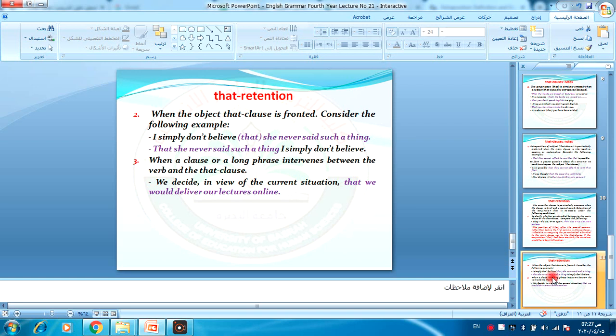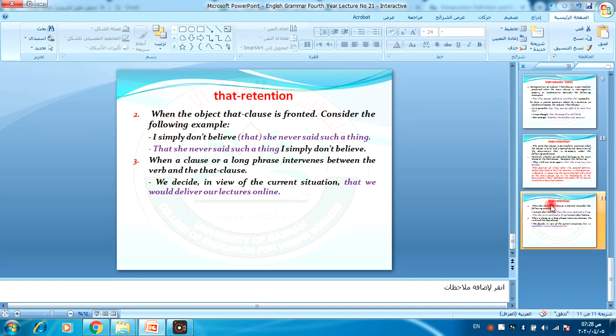Number 3. When a clause or a long phrase intervenes between the verb and the that clause. So, we decided, in view of the current situation, that we would deliver our lectures online. Here we have a prepositional phrase that intervenes between the verb and the that clause. So for this reason, we should keep that, and not delete it.